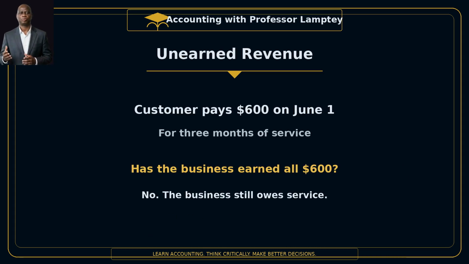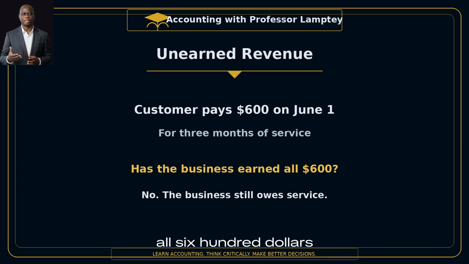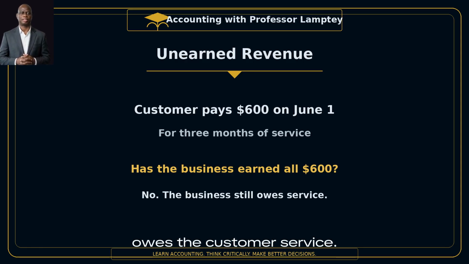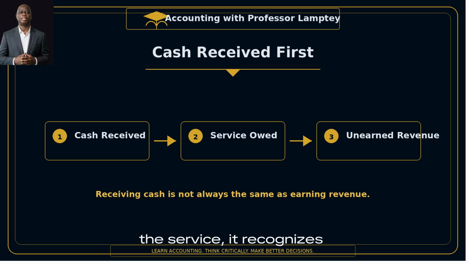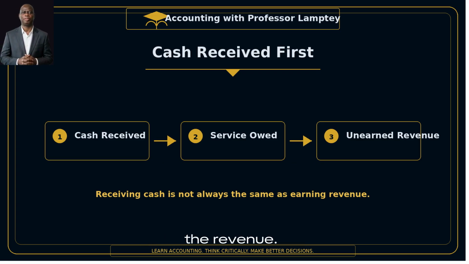Now imagine the business receives cash in advance. A customer pays $600 on June 1st for 3 months of service. Has the business earned all $600 on June 1st? No, the business has received cash, but it still owes the customer service. So the business records a liability called unearned revenue. As the business provides the service, it recognizes the revenue.